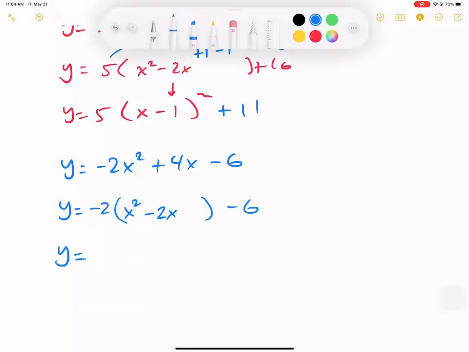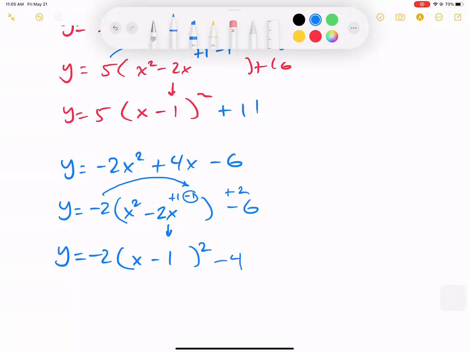Now that we got rid of the a value, now we can complete the square. We take the middle, divide by 2. X minus 2 divided by 2 is 1, because it's always half. The perfect square is plus 1 minus 1. Good. And then we're going to multiply the 2 to kick out this 1. Negative 2 times negative 1 is positive 2. And positive 2 minus 6 is negative 4.